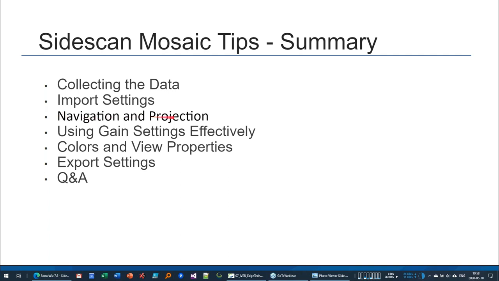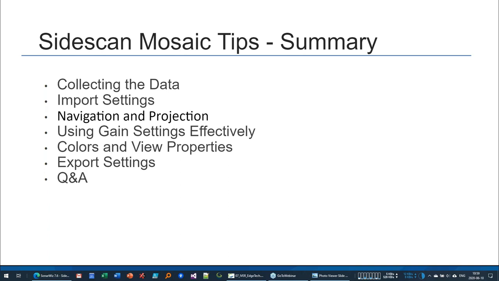Pay attention to your navigation and your projection settings. You want to make sure that your track lines really line up nicely. If you're going to mosaic things together, you want to make sure that the rock that you image in line one is in exactly the same place on line two. If they're shadows or they're offset by 10 meters, it's just going to look kind of blurry. It's going to look like a mess.